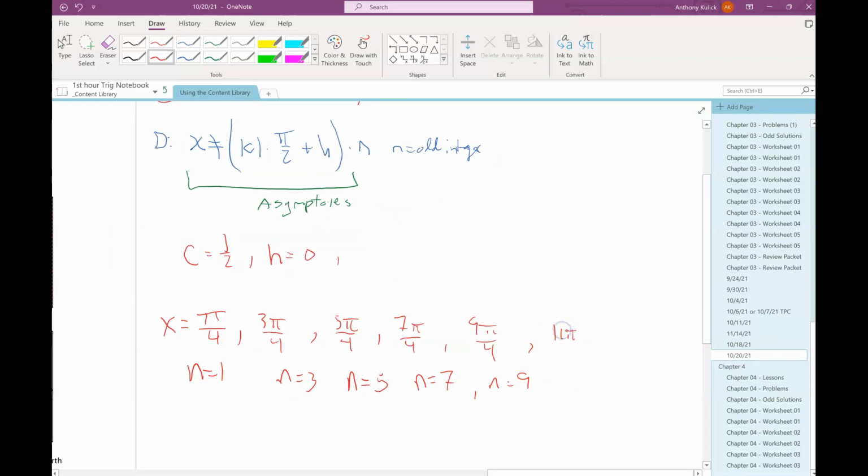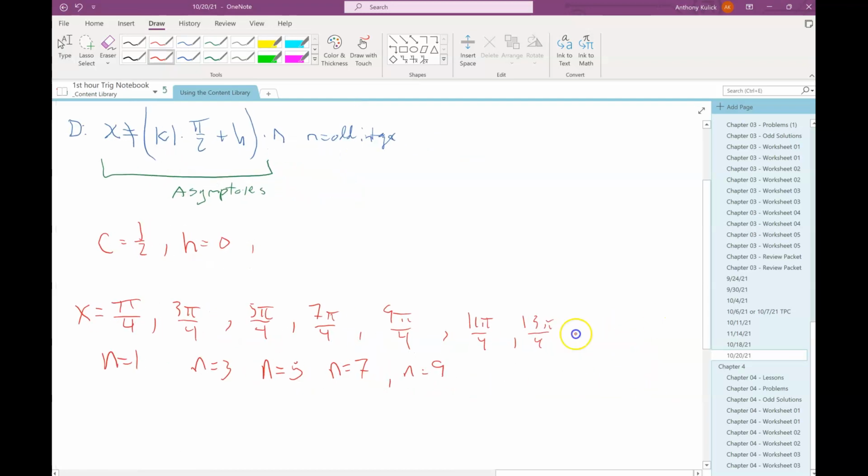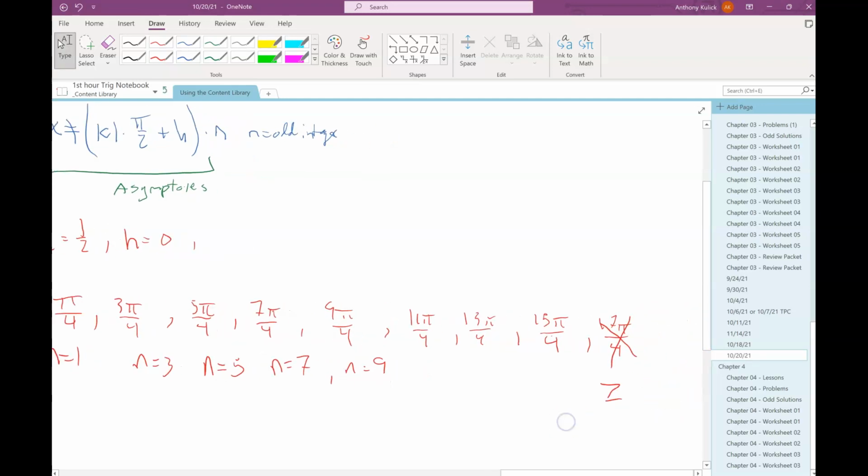Then 11 pi over 4, and 13 pi over 4, and 15 pi over 4. And that's going to be my last one, because the next one would be 17 pi over 4, but that one is greater than 4 pi, which was the end of my interval that we were looking for asymptotes on. So that's how I know I'd be finished.